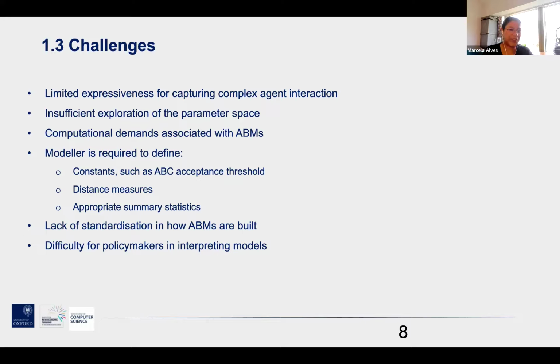And very importantly, there is a lack of standardization of how ABMs are built. As I said at the start of the presentation, there is not even a uniform, unique definition of ABMs. And there is no framework for how we implement ABMs. But of course, there are many papers suggesting frameworks for how you could implement an ABM, trying to answer a very specific set of questions.